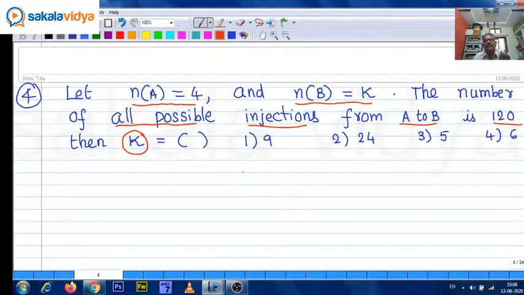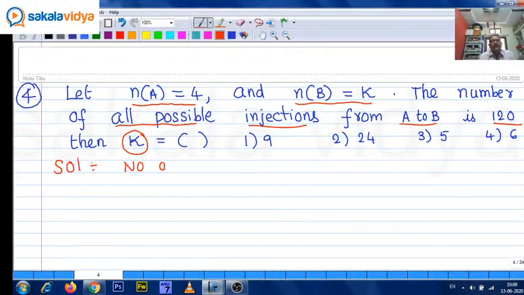The number of injections is given, which means injections are possible from A to B. That's why n(A) is less than n(B). So we can write that the number of all possible injections from A to B is equal to n(B) P n(A), which is equal to 120. Then we need to find the k value. So let us see the solution.